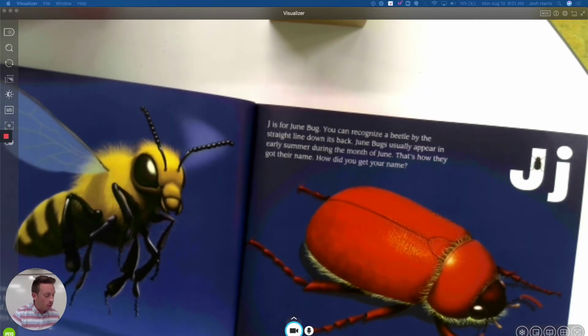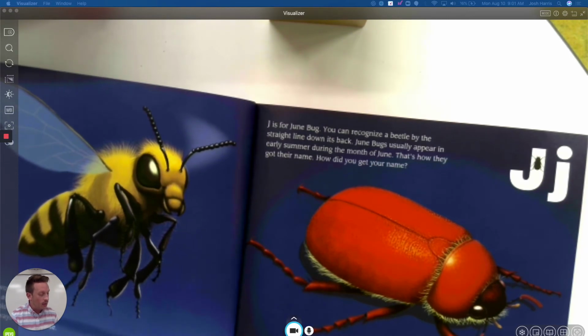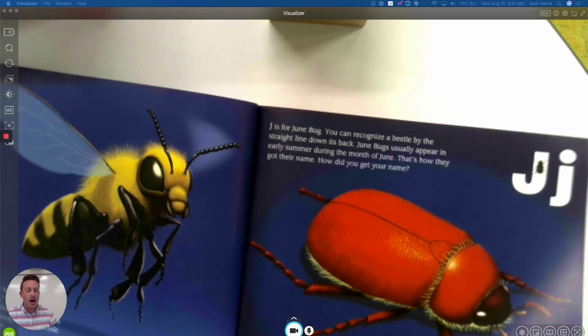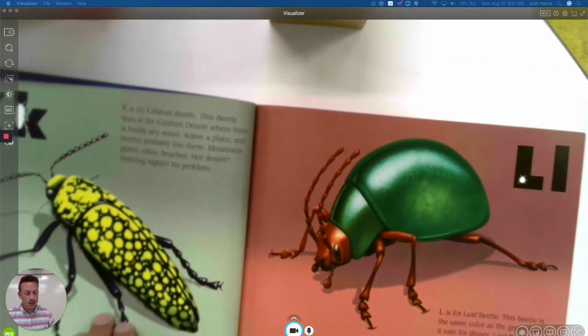J is for June bug. You can recognize a beetle by the straight line down its back. June bugs usually appear in early summer during the month of June. That's how they got their name. I want you to ask your family how you got your name. All right.